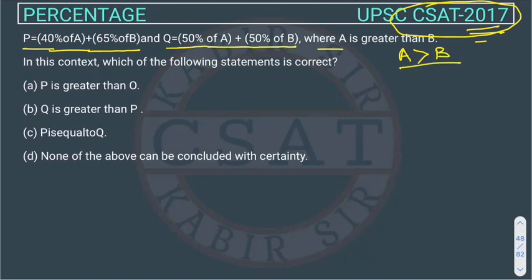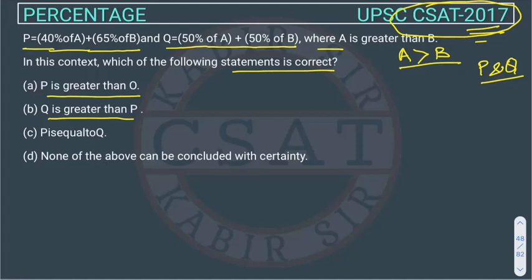So we have to find out which of the following statements is correct: P is greater than Q, Q is greater than P, or P is equal to Q. Now we have to tell the relationship between P and Q, and we know only that A is greater than B. So it's hard to answer these questions directly. Here we will use the trial and error method.